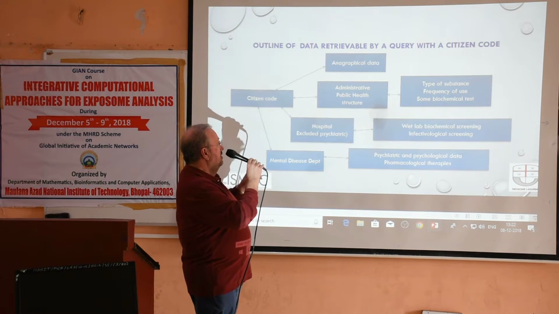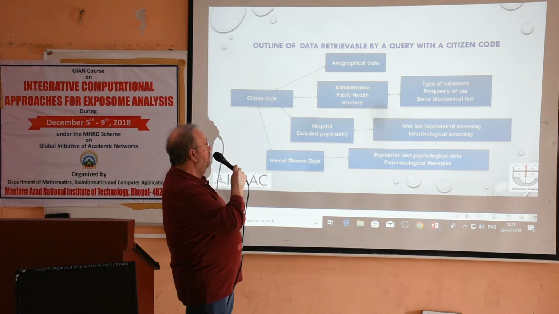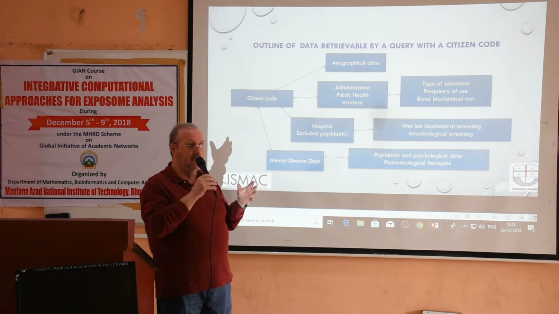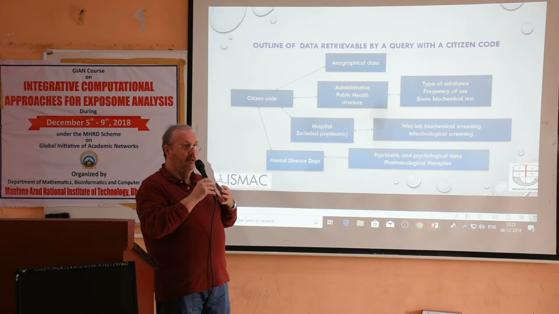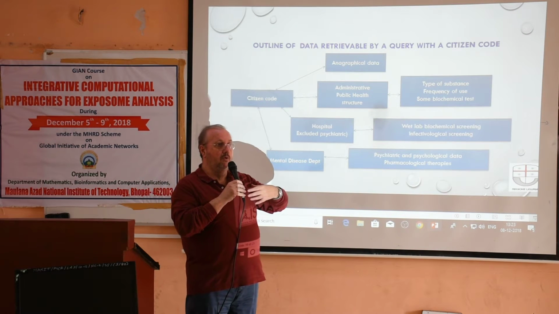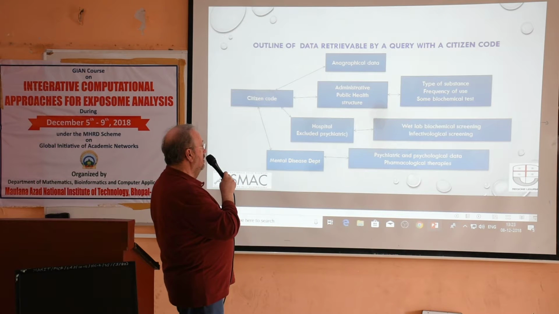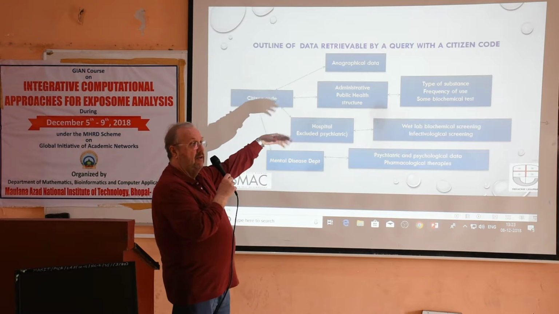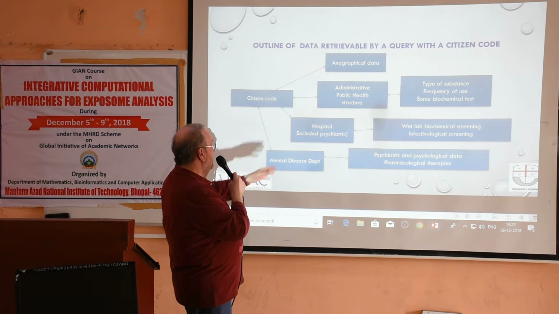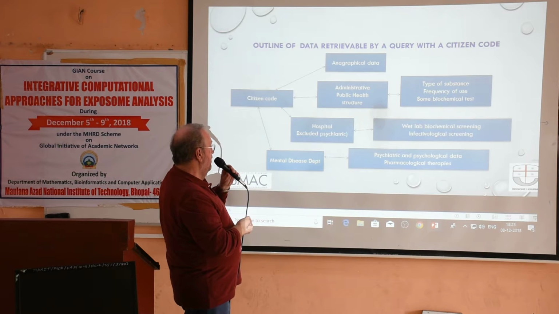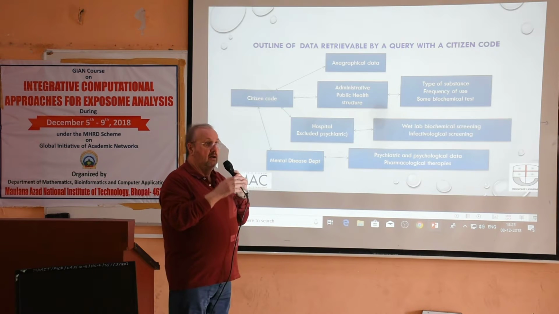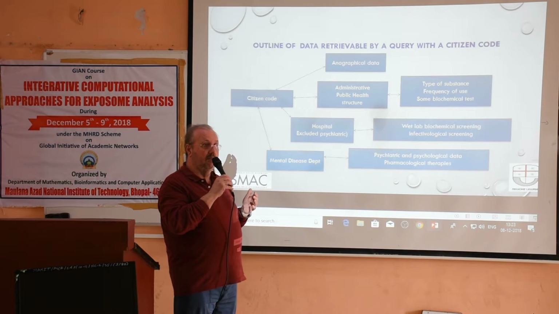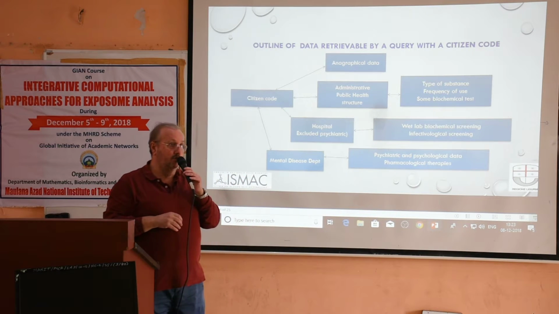The other information is the type of substance, frequencies of use, and some biochemical testing. In terms of machine learning, you can see here how many items we attempt to associate. And in terms of hospital data, we have wet lab biochemical screening and infectological screening, psychiatric and psychological data, and pharmacological therapies. More or less, we can consider 20 items that must be associated.